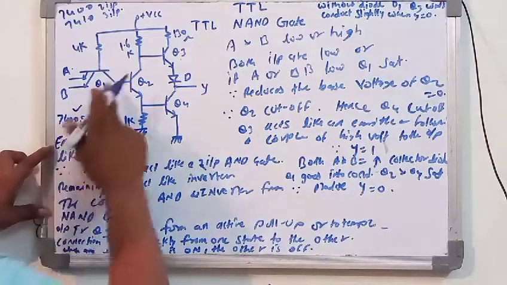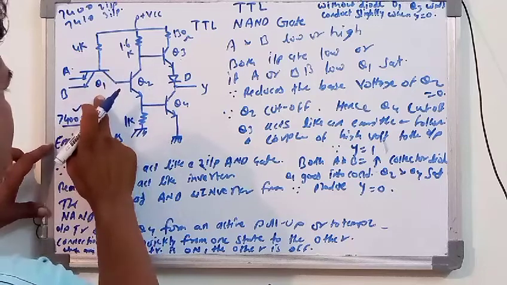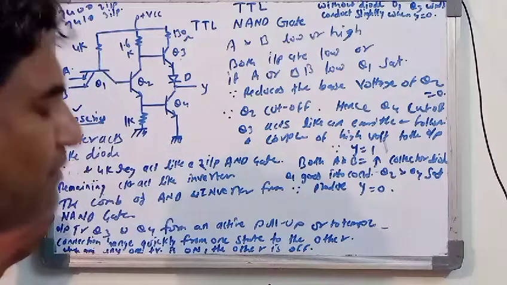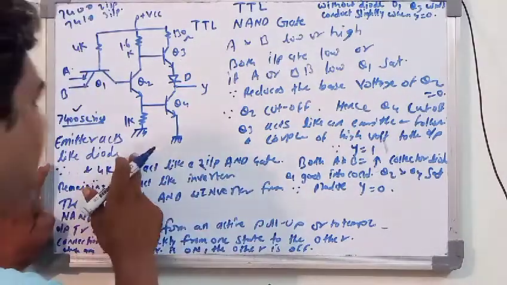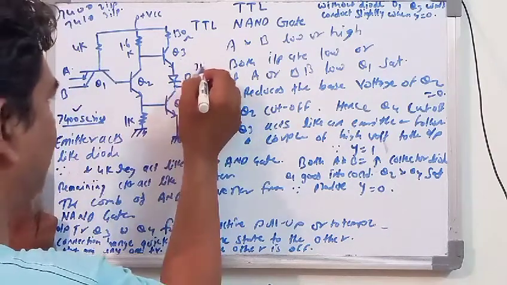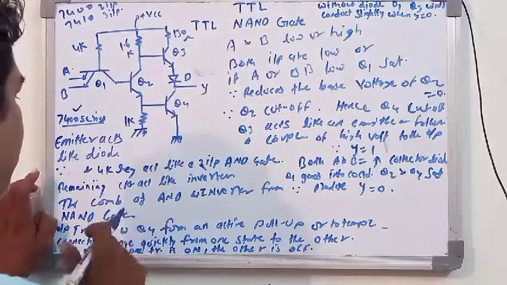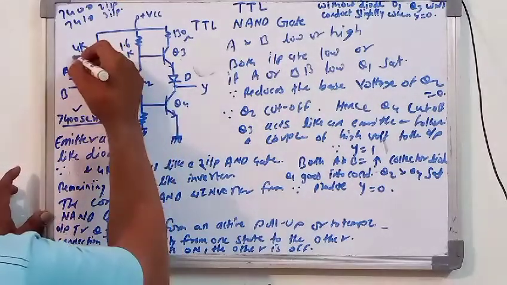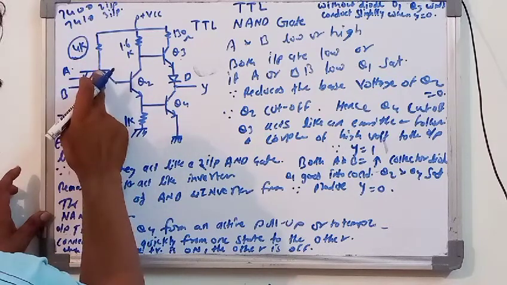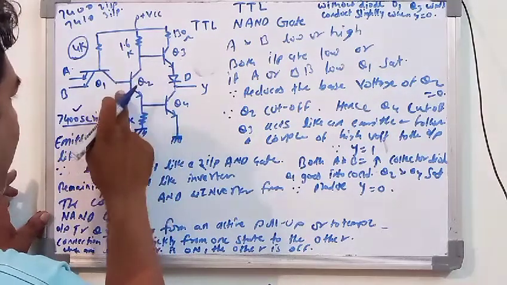Now in this, the multi-emitter transistor, named Q1, has two input terminals, that is A and B. Each emitter acts like a diode. The output we get here is of the 7400 series. The 4K resistor is connected to the base of the transistor Q1, and the collector of Q1 is connected to Q2's base.